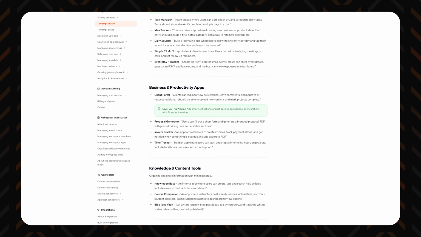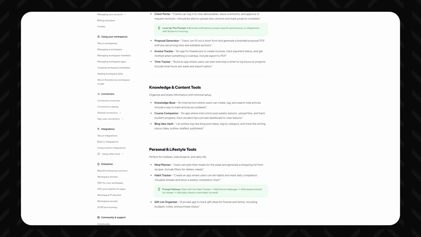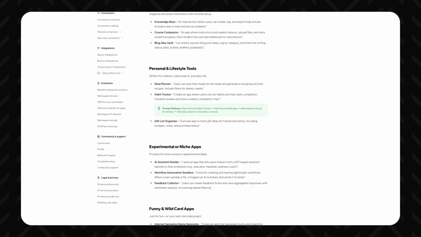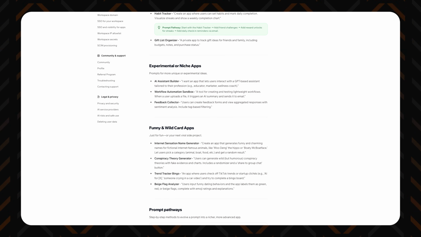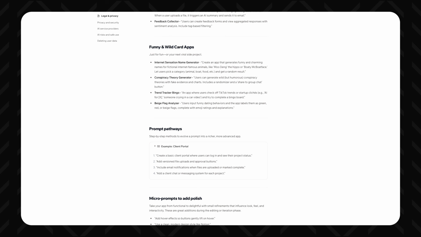But if you do get stuck, Base44 has you covered with a huge documentation hub with a prompt library. It's basically a cheat sheet for getting the most out of the AI. It's a good first stop with tested, ready-made examples and structures.